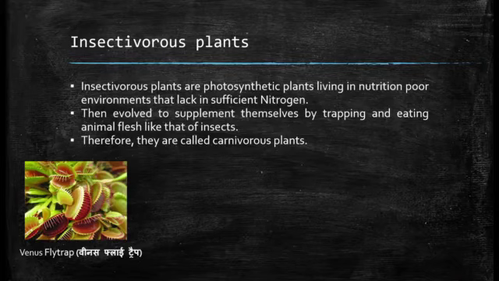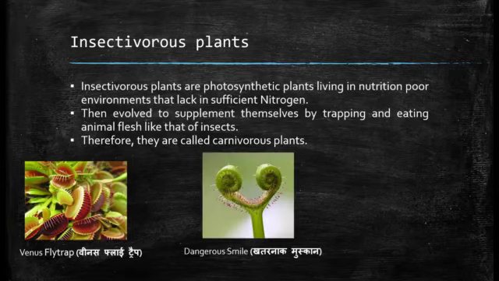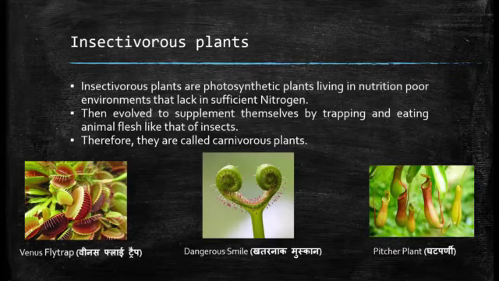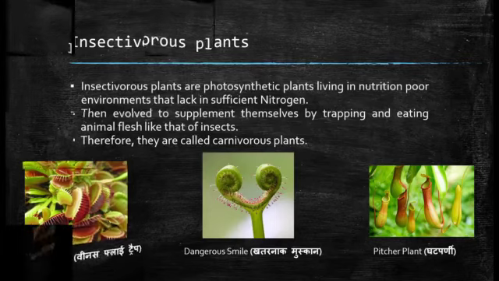So the first carnivorous plant in our list is Venus flytrap. The insectivorous plants are also known as carnivorous plants. Venus flytrap is known as Venus flytrap in Hindi too. The next insectivorous plant in our list is dangerous smile, which is known as khatarnak muskan in Hindi. Then the third insectivorous plant in our list is the pitcher plant, which is known as ghat parini in Hindi. Now let's move on to saprotrophs.